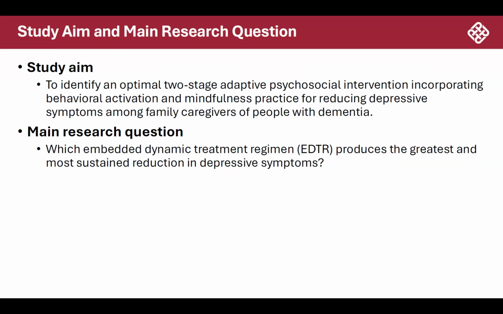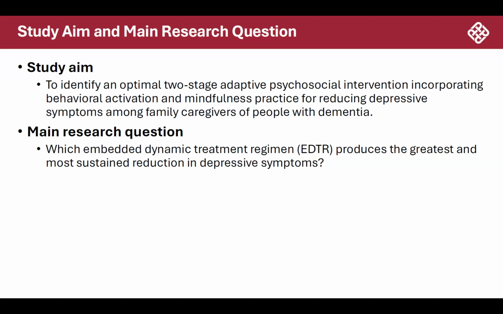And we also want to know which embedded dynamic treatment regime produces the greatest and most sustained reductions in the depressive symptoms. So what is the meaning of the EDTR, the embedded dynamic treatment regime? For example, in previous interventions, if we find that the mindfulness is not effective, we may increase the dosage of the mindfulness or provide them with some booster dose.